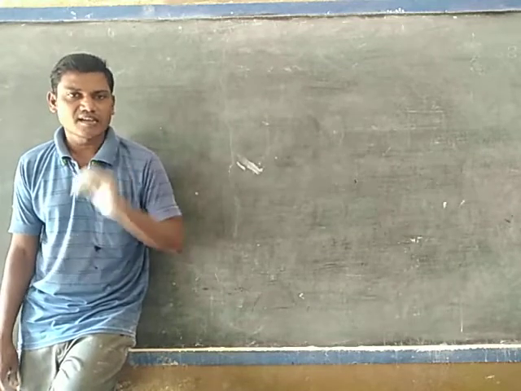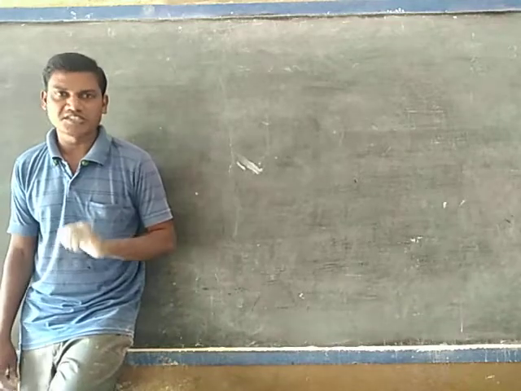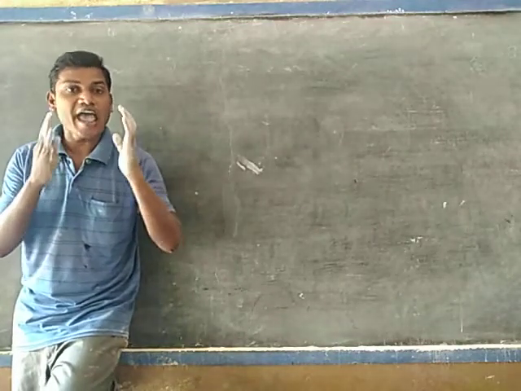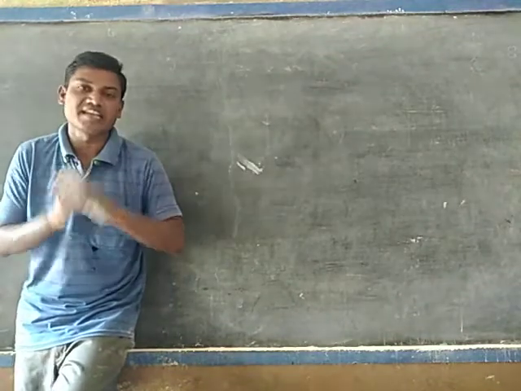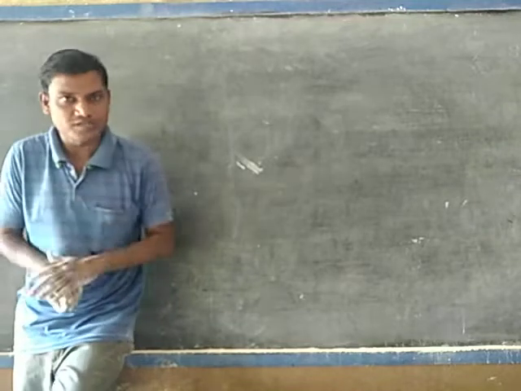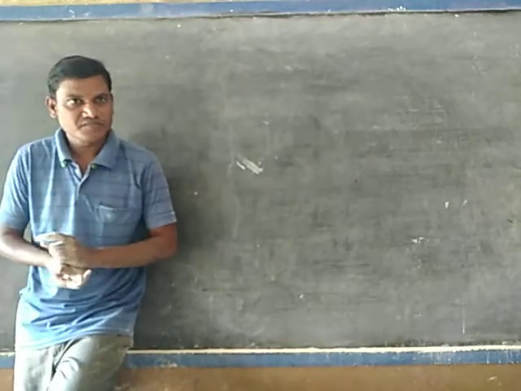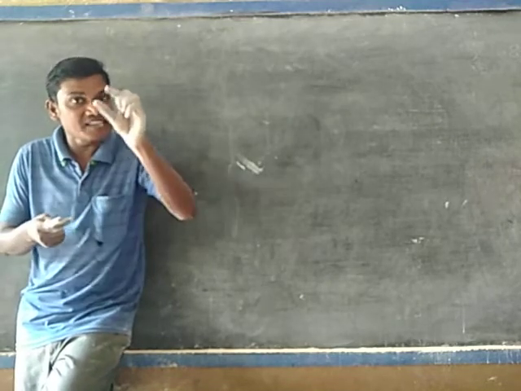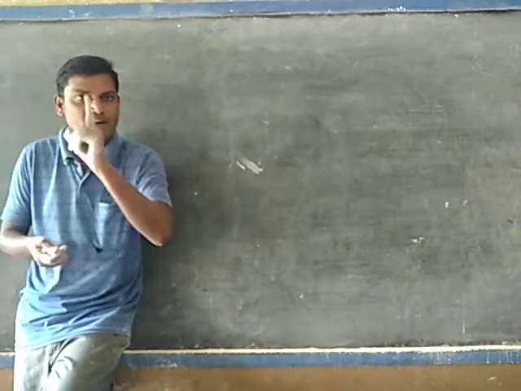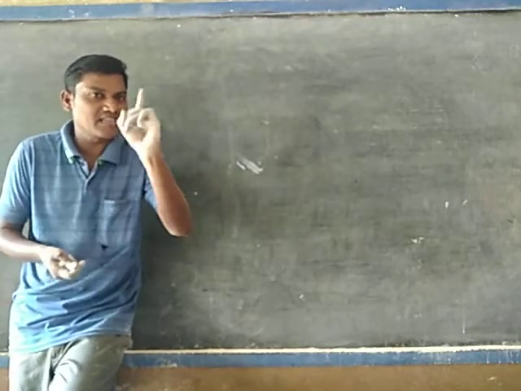After that, I explained what net force is. Net force is when two or more forces are acting on a body simultaneously, at a time. That force we call net force. In the net force concept, some cases are there. What is the first case? If two forces are acting on the body in the same direction, the formula is F net equals F1 plus F2, or F2 plus F1.